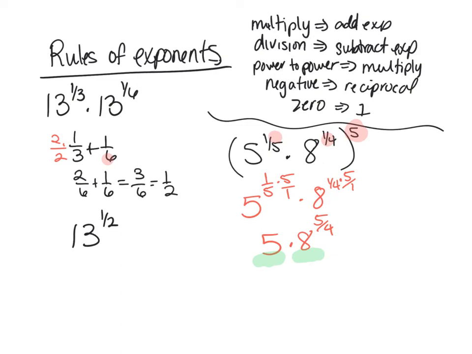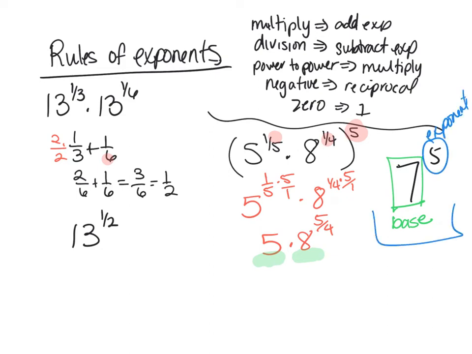Remember that in a power we have like 7 to the 5th. This is my base. And this is my exponent. These are together a power. So the base has to be the same in order to use the multiplication, like those properties.